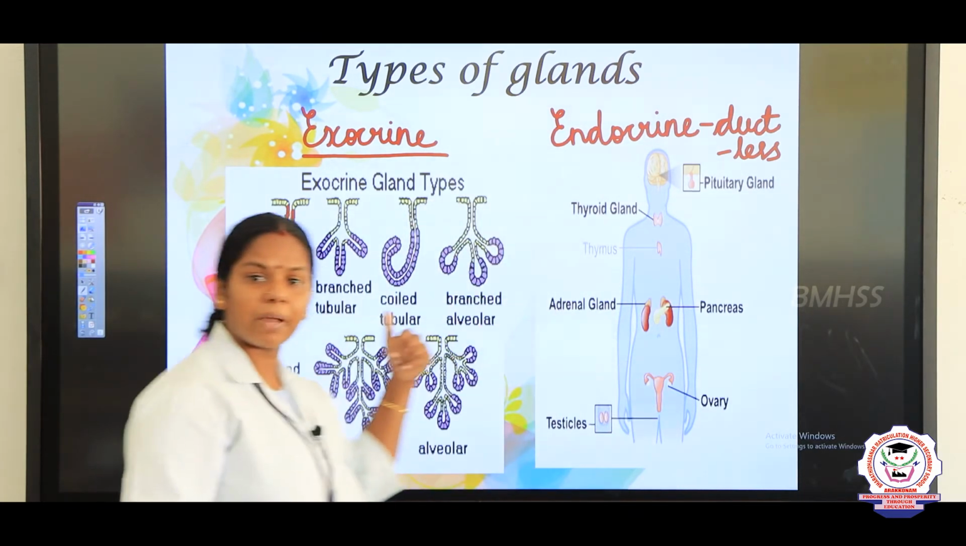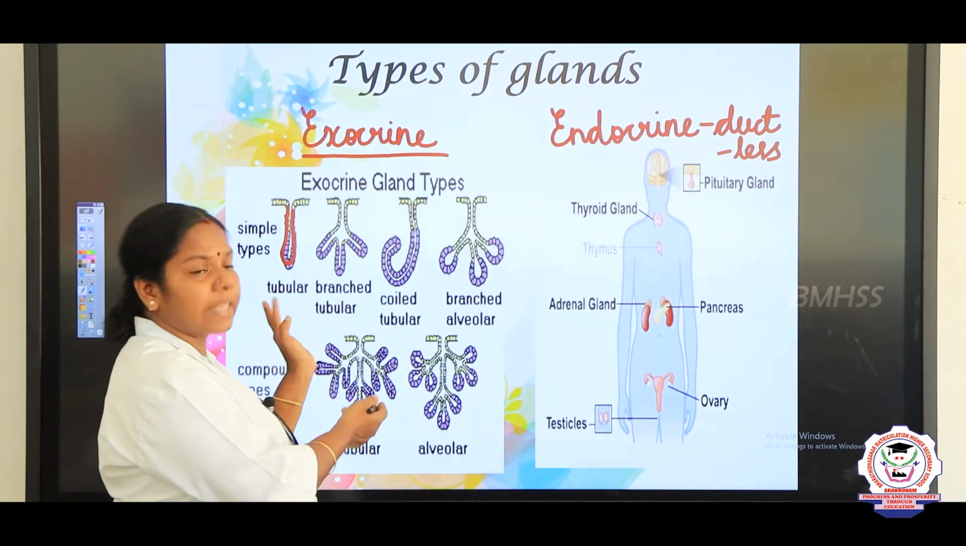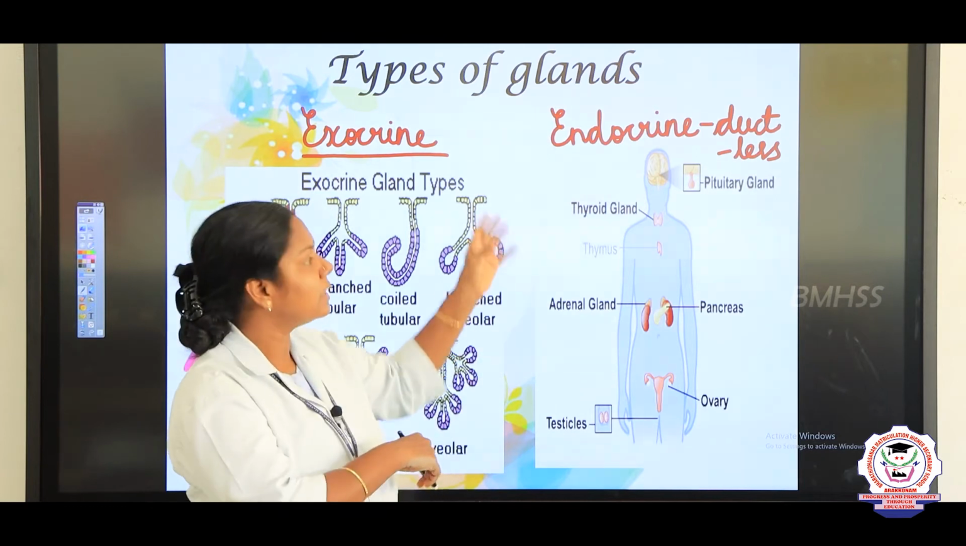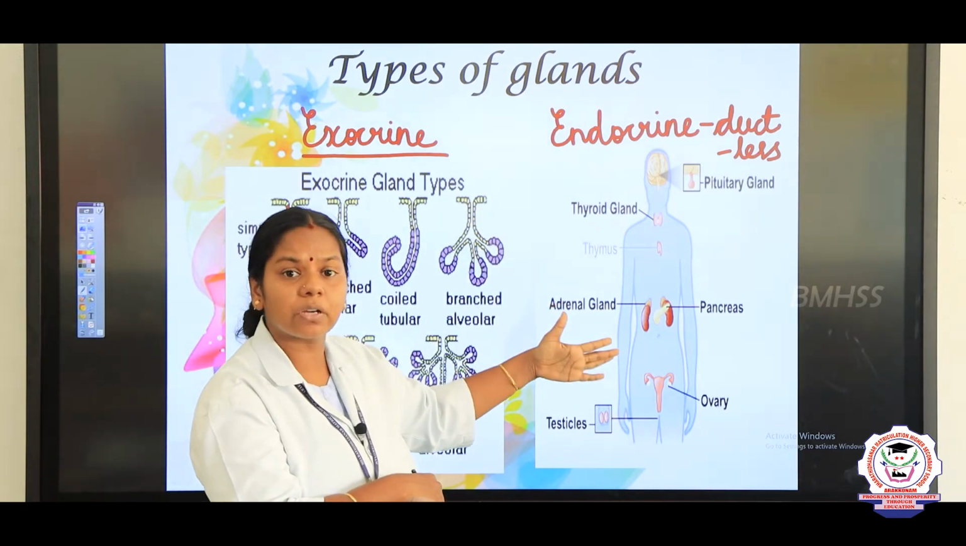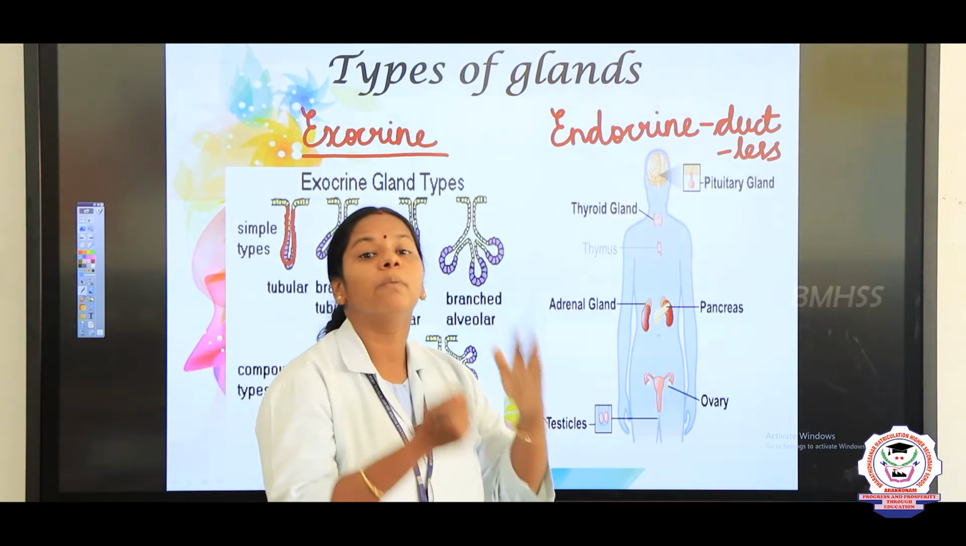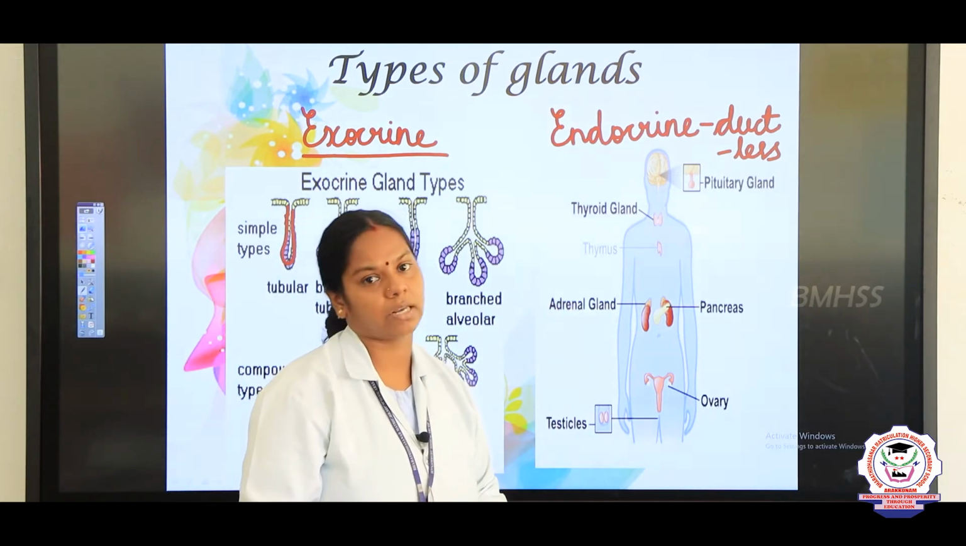So, what is the main difference? Exocrine glands possess ducts. Here there are no ducts. And what is the secretion of endocrine glands called, children? Hormones. They are directly poured into the blood circulation.